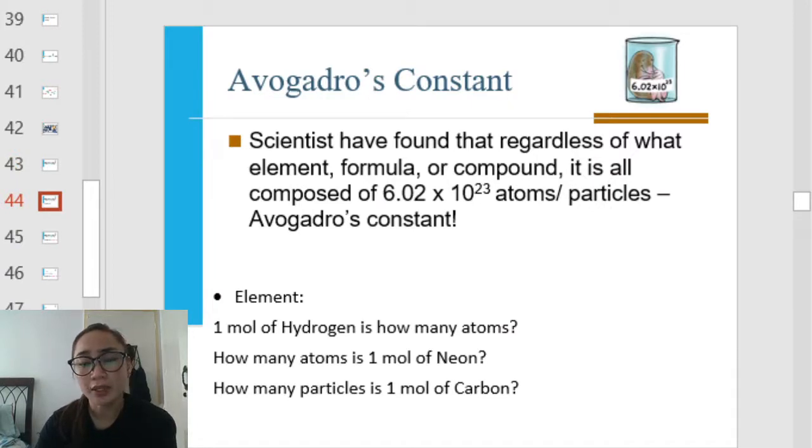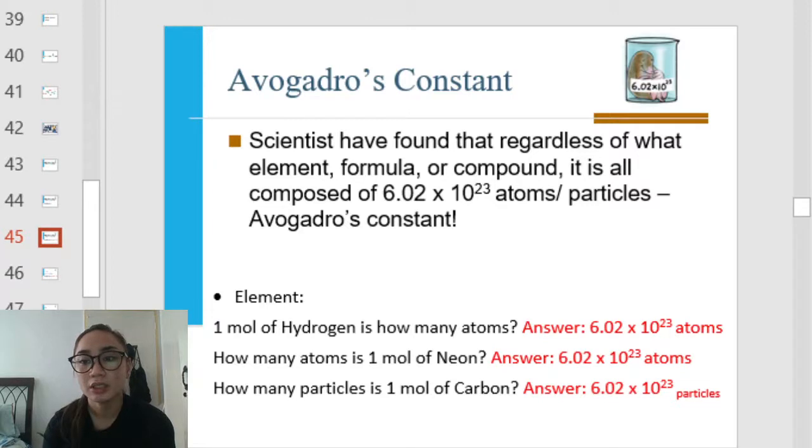So, for example, sa element tayo, no? Kasi sabi dito, element, formula, or compound. In element, 1 mole of hydrogen is how many atoms? And next question, how many atoms is 1 mole of neon? Or how many particles is 1 mole of carbon? So, all of the answer in here is 6.02 times 10 to the 23rd power or yung ating Avogadros number, no?